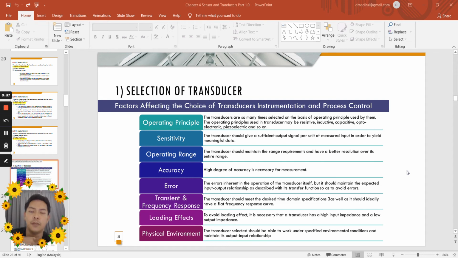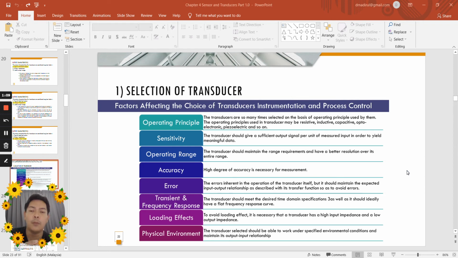Okay, as a quick recap, we need to know that there are a lot of transducers in the market. So when there are a lot of transducers in the market, there is a lot of selection that you need to consider when selecting the best transducer to be used in the environment that you want. There are a lot of factors affecting the choice of transducer in instrumentation and process control, such as operating principle, sensitivity, operating range, accuracy, error, transient and frequency response, loading effects, and also physical environment.